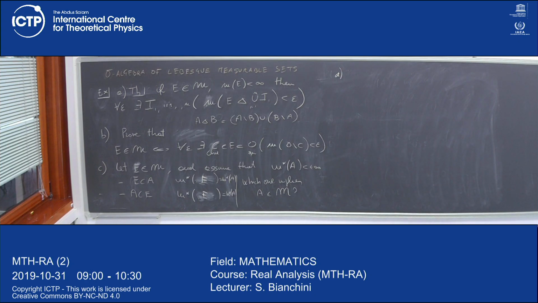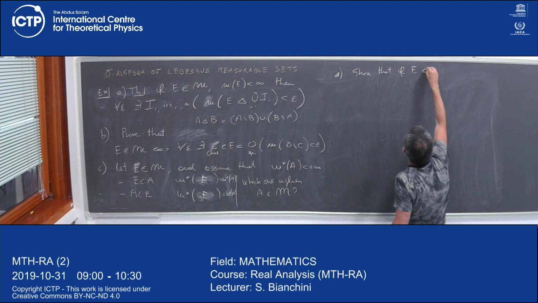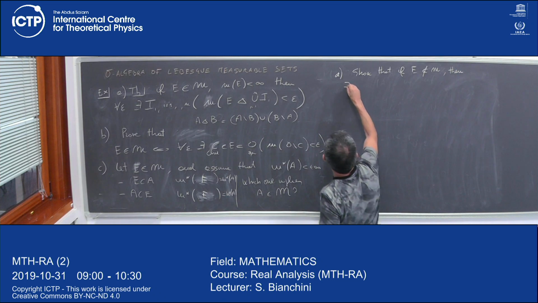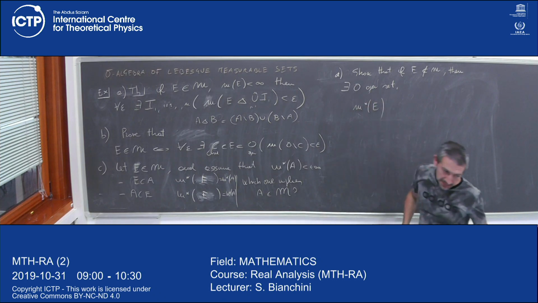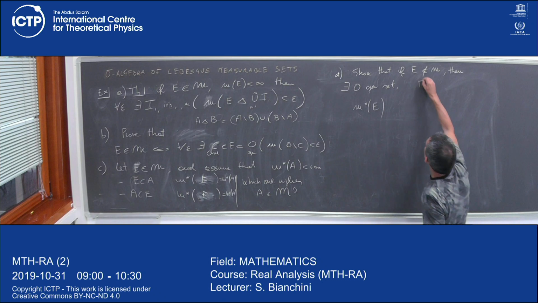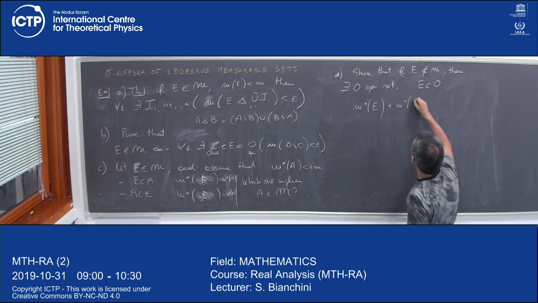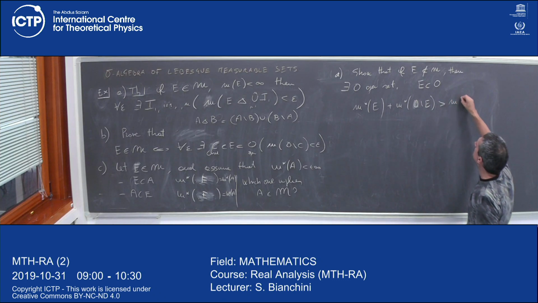Now let's do the last one. Show that if E is not measurable, then there exists an open set O containing E such that M star of E plus M star of O minus E is greater than M star of O. Okay, now it's okay.